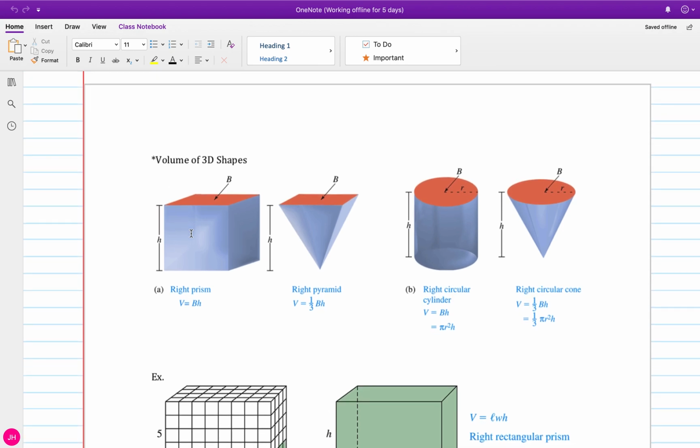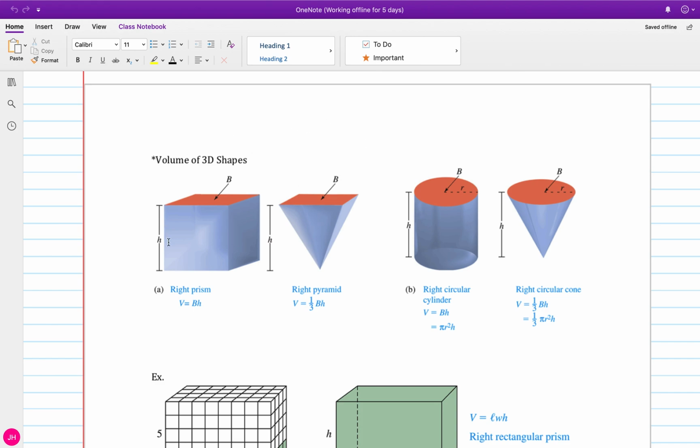All right, let's talk about calculating the volume of shapes. We've got some basic formulas here. Now you can refer back to our notes packet to see which formulas you need to have memorized and which of them would be given to you on a test.